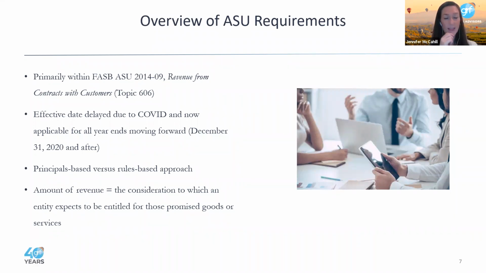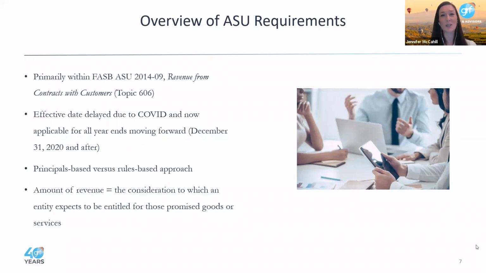And remember that this standard isn't just for nonprofits, although that's where our focus is today. This is for publicly traded companies, and there is an international standard equivalent. IFRS has issued IFRS 15, which is the same thing. So this is a worldwide change on how revenue is recognized. But again, we'll be focusing the discussion on revenue streams for nonprofits.